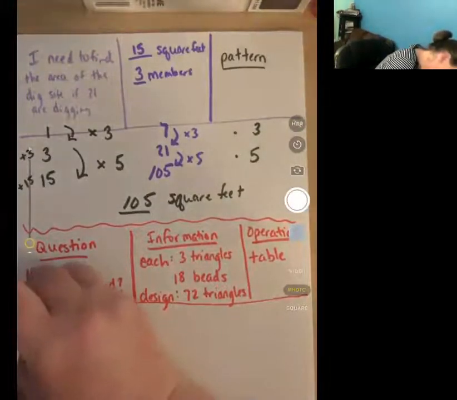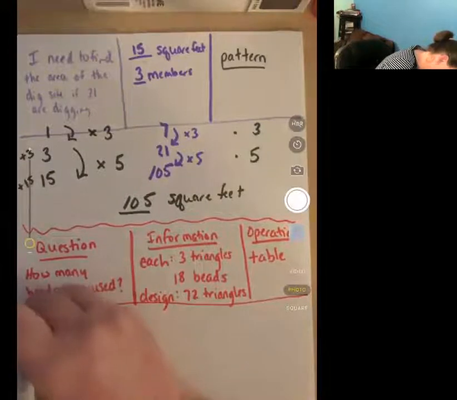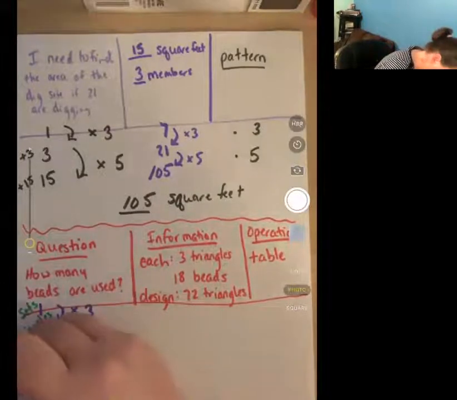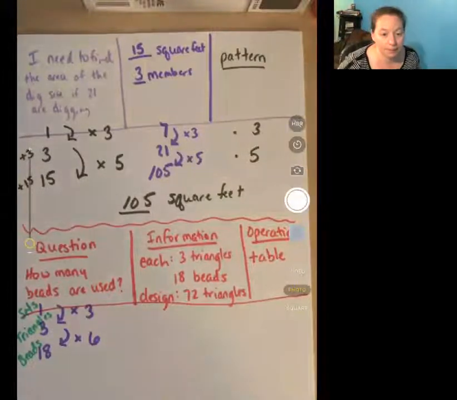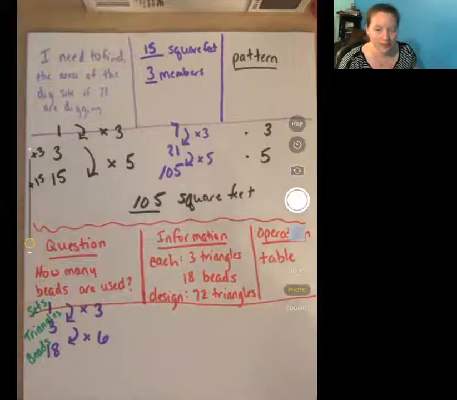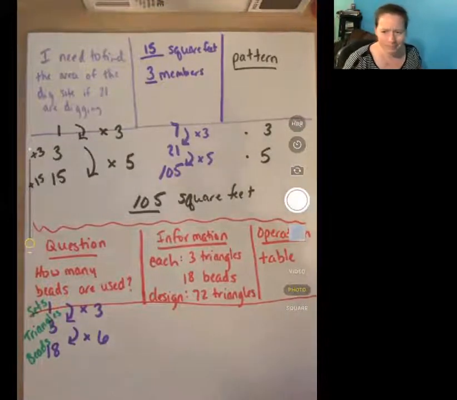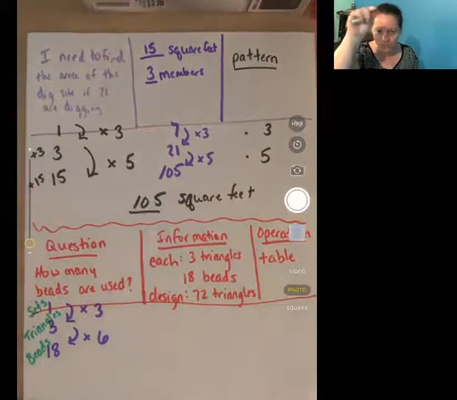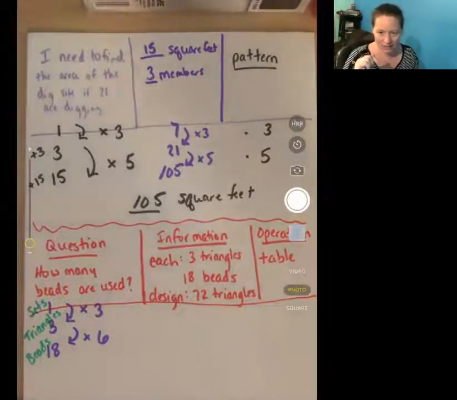This is sets, triangles, and beads. Okay, so sets, triangles, beads. This is a kind of ugly looking table, isn't it? If you just write sets, triangles, beads in front of it, and then you have one set, 3 triangles, 18 beads, you should be fine.